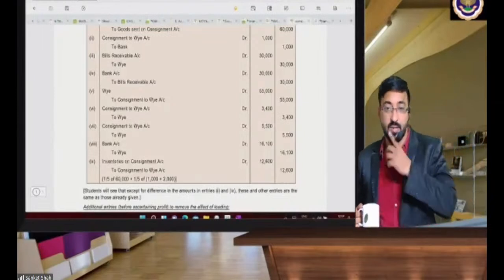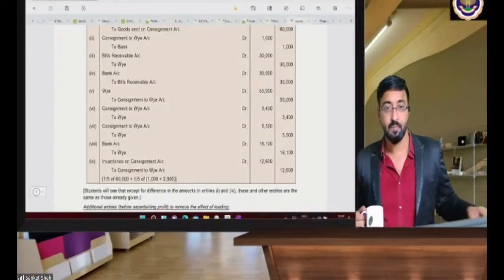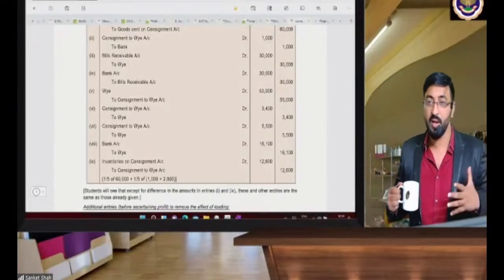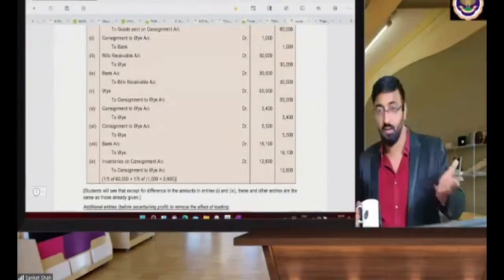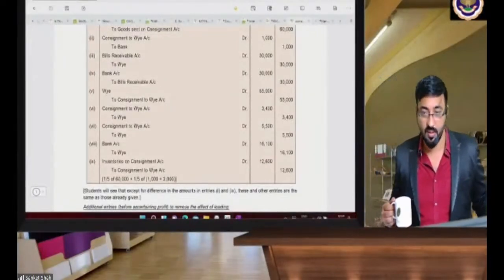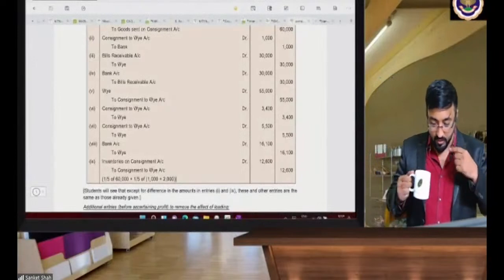So now you understood what is invoice price and what is cost. If you have any doubt related to any other chapters or anything related to study, you can ask me. So I'm giving you 1 to 2 minutes.